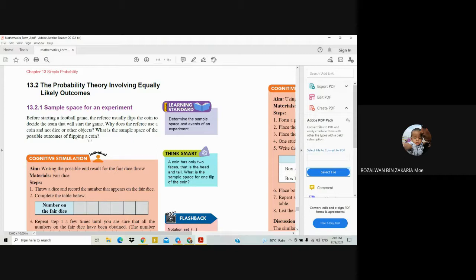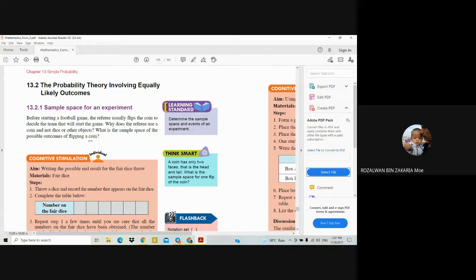So class, if we flip the coin, there are two possible outcomes that we will get. We will get either the head or tail for that coin. That means there are two possible outcomes. First is head, the second one is tail.